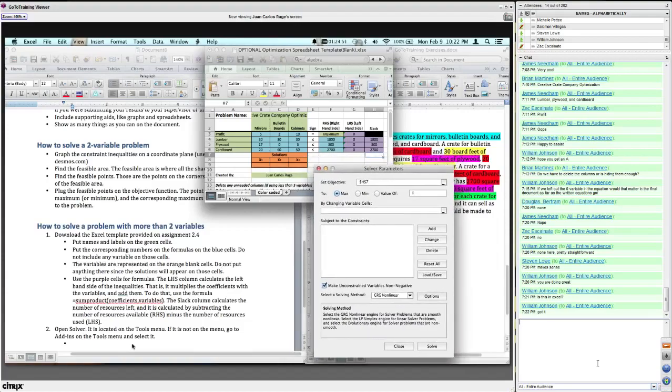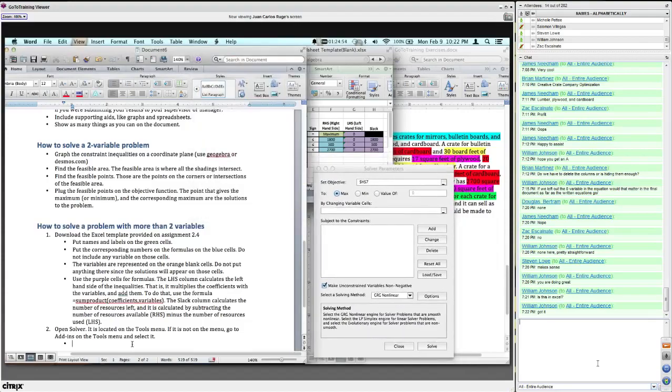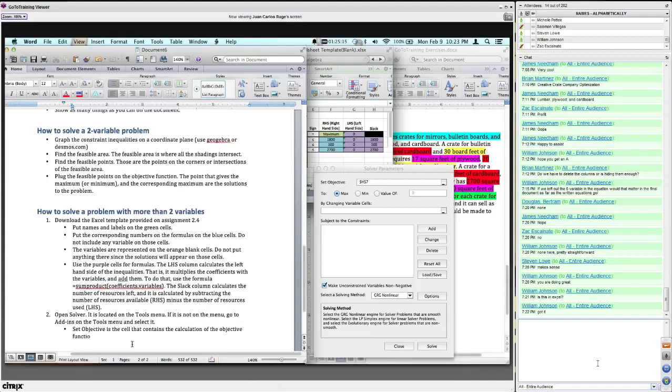Okay, set objective is the cell that contains the calculation of the objective function. So what you have to do here is select it, here on Excel.